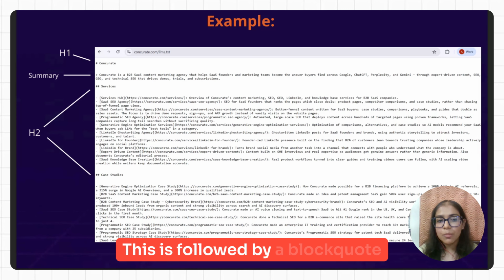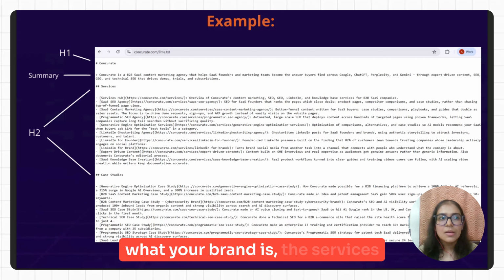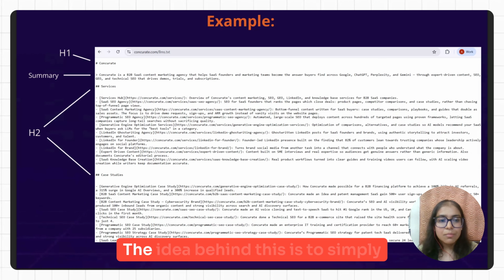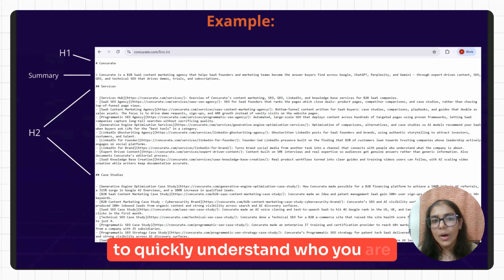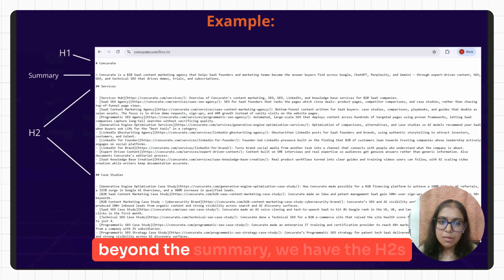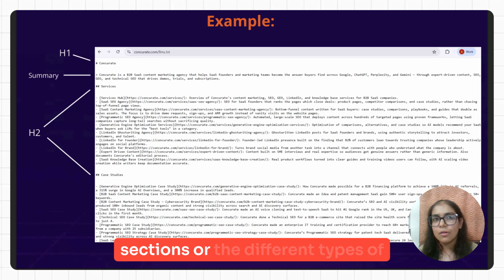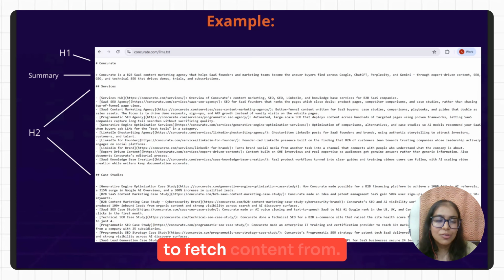This is followed by a block quote style summary where you talk about what your brand is, the services your brand provides, what you do, etc. The idea behind this is to simply provide a short summary for AI bots to quickly understand who you are and what you do. Beyond the summary, we have the H2s, or groups of different types of sections or the different types of important pages that we want AI bots to fetch content from.